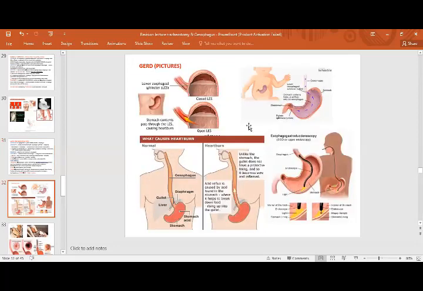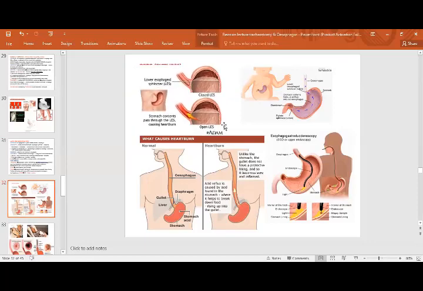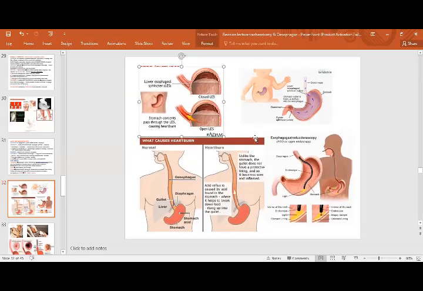You can see the lower esophageal sphincter. So it is open and the contents can regurgitate into the esophagus. These are the conditions. It is normally called acid reflux.